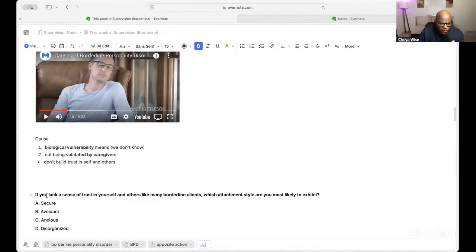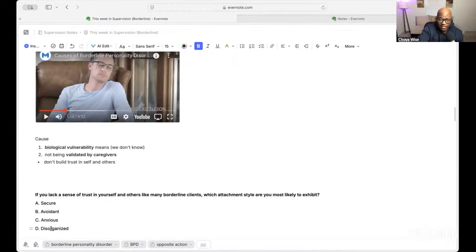Anyway, if you lack a sense of trust in yourself and others, like many borderline clients, which attachment style are you most likely to exhibit? A, secure; B, avoidant; C, anxious; or D, disorganized. There's a quadrant that we need to know about, and this is crucial to being able to do what I call the emotional math to try to figure out what's going on with the client. We've got to go back in time, okay?